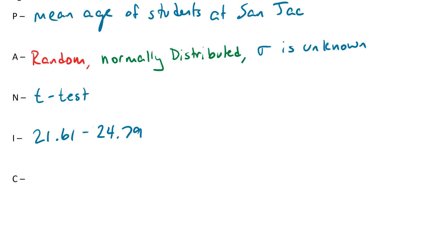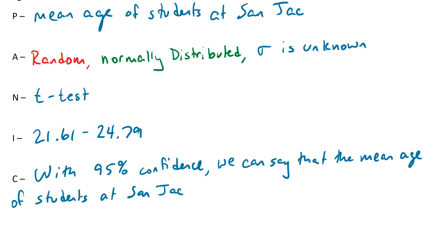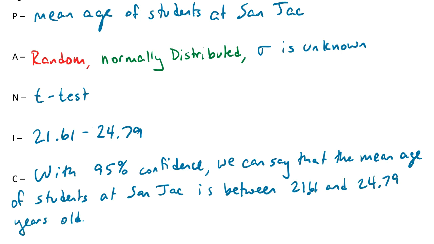Now we're ready for our conclusion. So our conclusion is with 95% confidence, we can say that our parameter, so the mean age of students at San Jac, is between our interval, so 21.61 and 24.79, and that would just be years old.